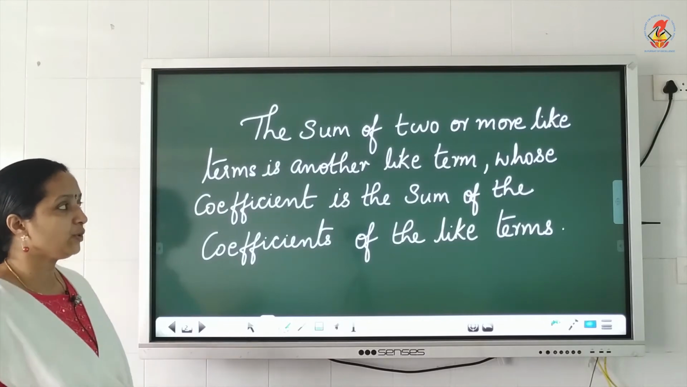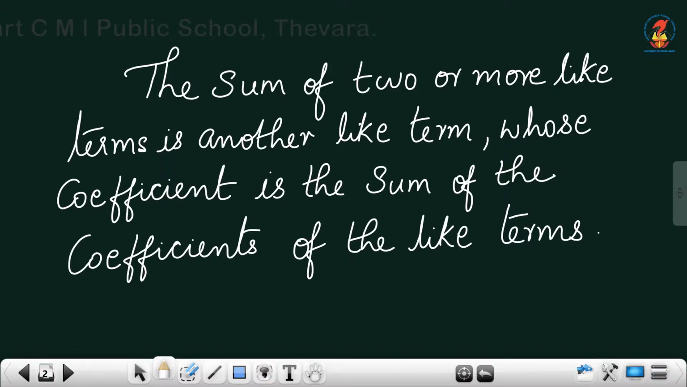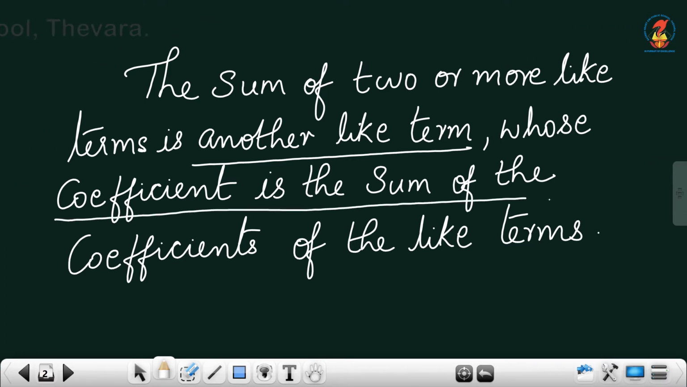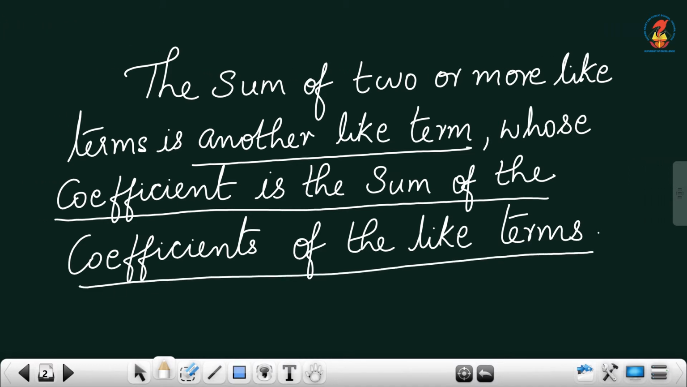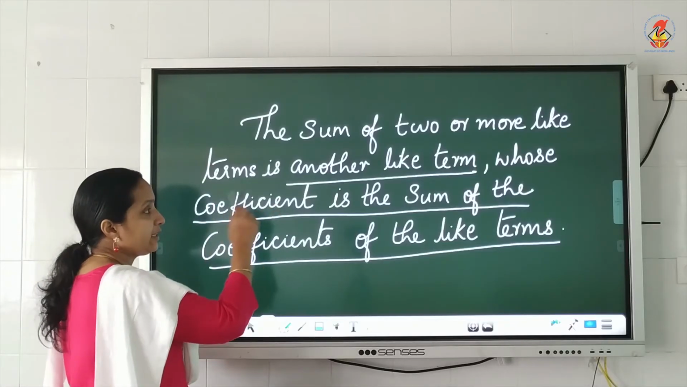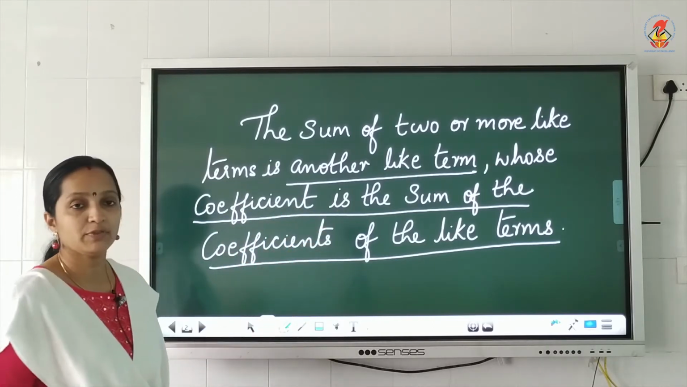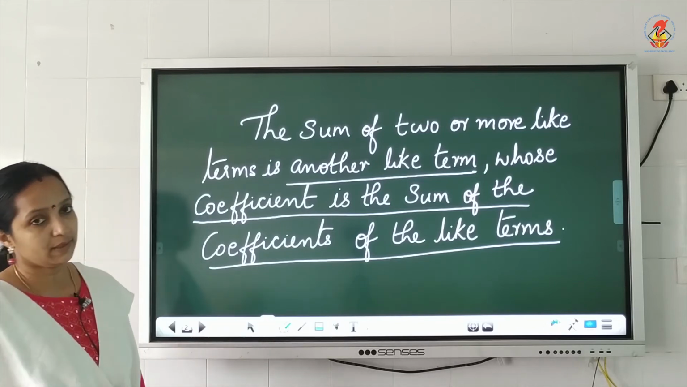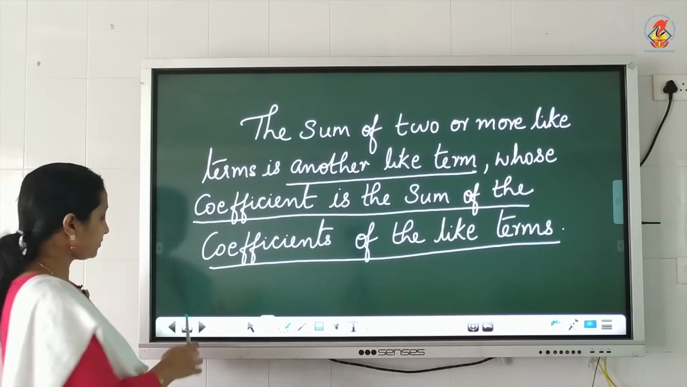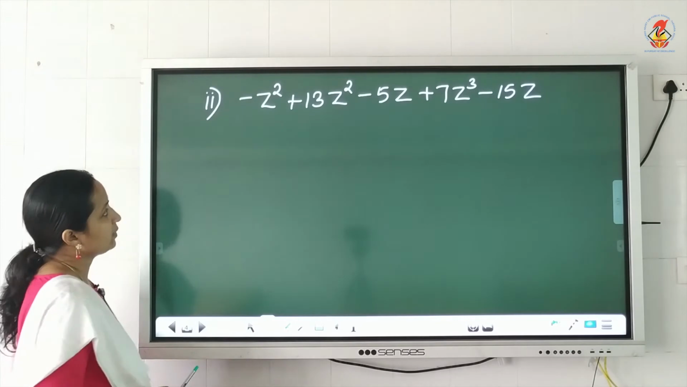The sum of 2 or more like terms is another like term whose coefficient is the sum of the coefficients of the like terms. So for doing addition, that is what you have to do. I hope this is clear. So move to the second question.